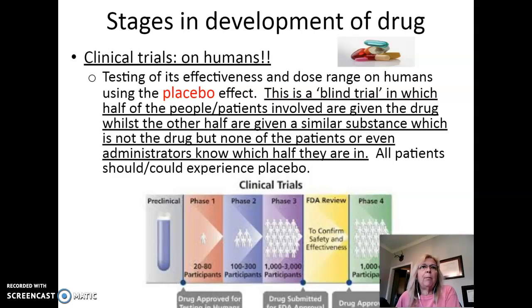So this is a blind trial. Now that's another term that we need to make sure we know. In other words, you could possibly, being in this trial, be one of the patients who received the placebo. In other words, no actual medication will be given to you, but you don't know that. You could also be one of the people that is given the actual active ingredients in the drug. You don't know that either.